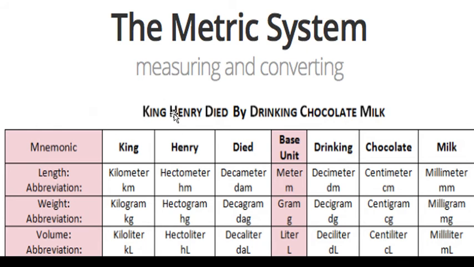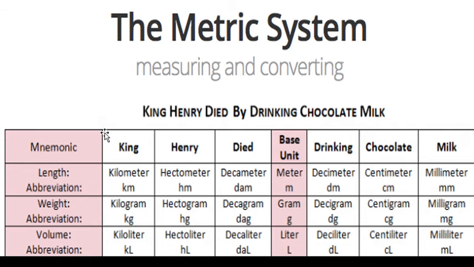The only thing you need to learn is that King Henry died by drinking chocolate milk. Now you will say, how can this king die by having chocolate milk? That king had diabetes and he was having chocolate milk the whole day, in the morning, at breakfast, at lunch, every time he had a meal, he used to have that chocolate milk. And one day, he died by having that chocolate milk. Now let's not talk about that, we'll learn this metric system.